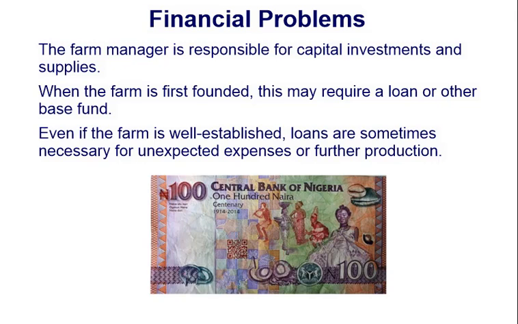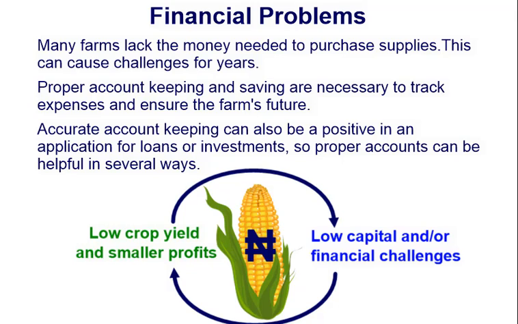Financial problems. The farm manager is responsible for capital investments and supplies. When the farm is first founded, this may require a loan or other base fund. Even if the farm is well established, loans are sometimes necessary for unexpected expenses or further production. Many farms lack the money needed to purchase supplies. This can cause challenges for years. Proper account keeping and saving are necessary to track expenses and ensure the farm's future. Accurate account keeping can also be a positive in an application for loans or investments, so proper accounts can be helpful in several ways.